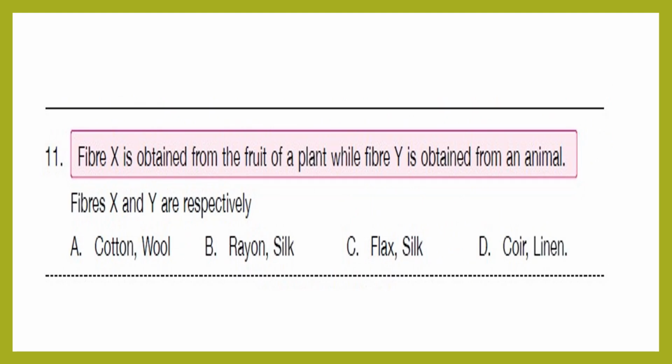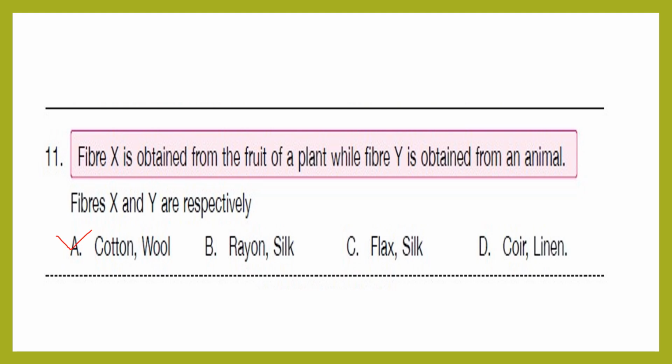Question number 11. Fiber X is obtained from the fruit of a plant while fiber Y is obtained from an animal. Fibers X and Y are respectively option A, cotton, wool, B, rayon, silk, C, flax, silk, D, coir, linen. Option A, cotton we get from the fruit of a plant and wool we get from an animal. So our answer is option A, wool we get from sheep.